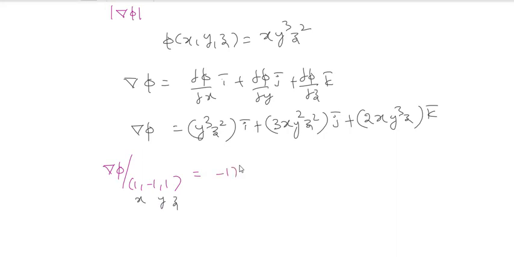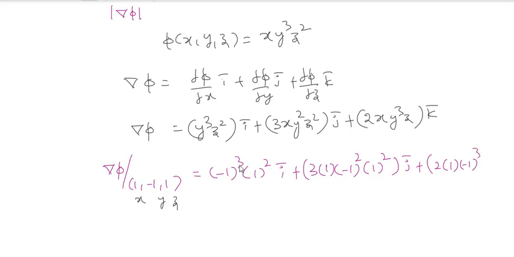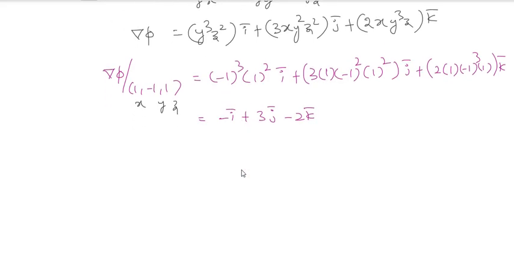If I substitute this value, minus 1 cube, z value will be 1 square into i bar plus 3 into x, 3 into x will be 1. Next y minus 1 whole square into 1 square into j bar plus this one 2 into x will be 1, y will be minus 1 whole cube, z will be 1 into k bar will be there. So now if I check it out, you will have it as the answer of what? Minus i bar plus 3j bar minus 2k bar. So this is del phi at 1 comma minus 1 comma 1.